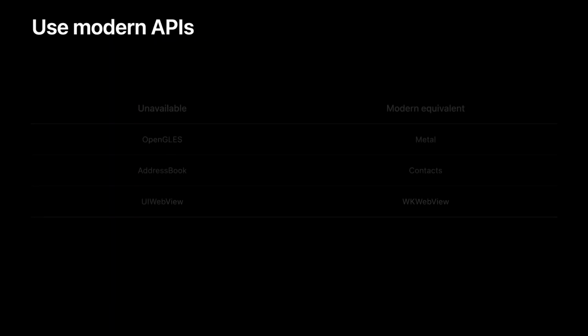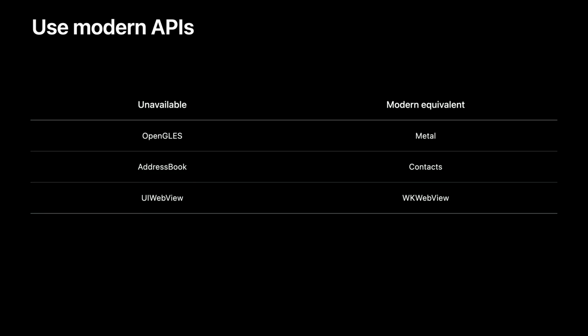Now, if your app failed to build, there are a few things to investigate. Certain deprecated frameworks and classes are unavailable for Mac Catalyst, so now is the time to modernize. Not only will this get your app running on Mac, but it will improve your iOS app too. Moving from OpenGLES to Apple's own Metal framework unlocks the full power of the GPU. The Contacts framework replaced the deprecated address book and is a forward-looking, thread-safe way to handle contacts. And UI WebView is deprecated and has been superseded by WK WebView.